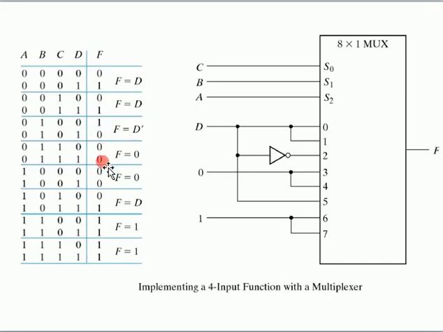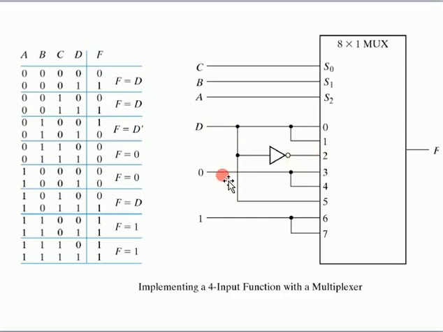In the next we have 0 0, so f is equal to 0, again 0 0, f is equal to 0, then 0 1, here again 0 1, so f is equal to d, then 1 1, f is equal to 1, and again 1 1, so f is equal to 1. So at input 0 we have d, then at 1 we again have d. At 2 we have d complement, so here the NOT gate is used to get d complement.